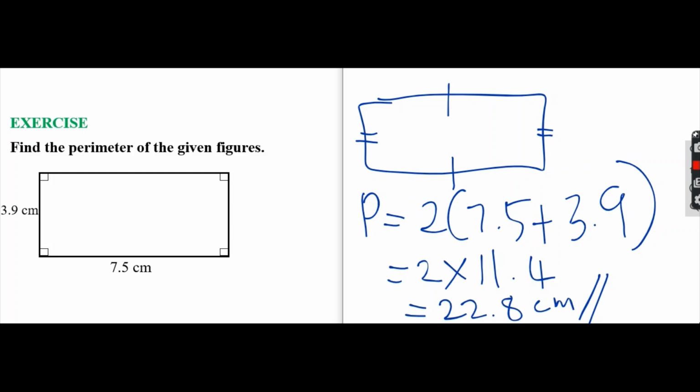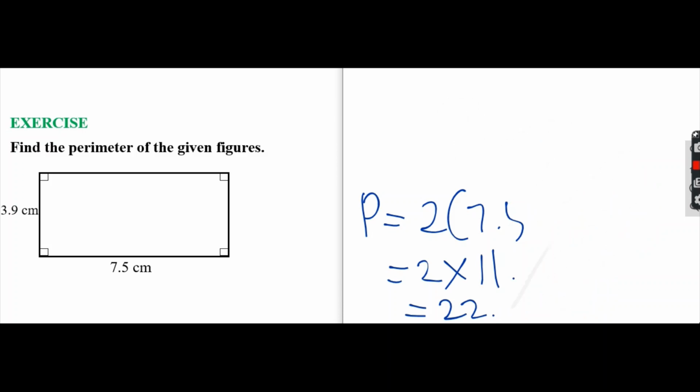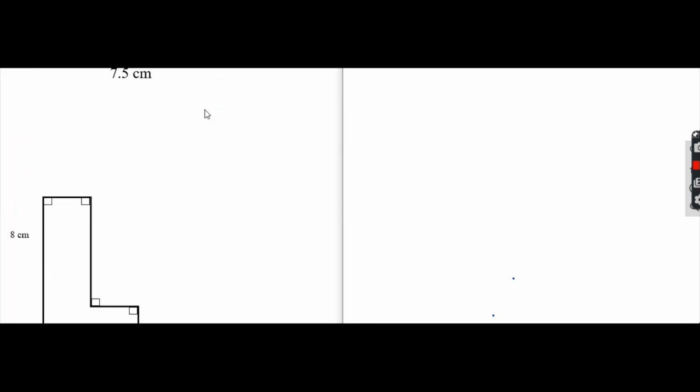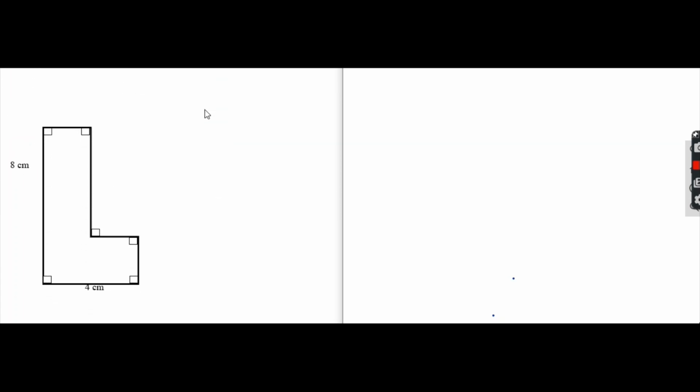You can write perimeter equals 7.5 plus 7.5 plus 3.9 plus 3.9, and you would still get the same answer. So that's not a problem. Let's see our second question. Okay, we have an L shape.